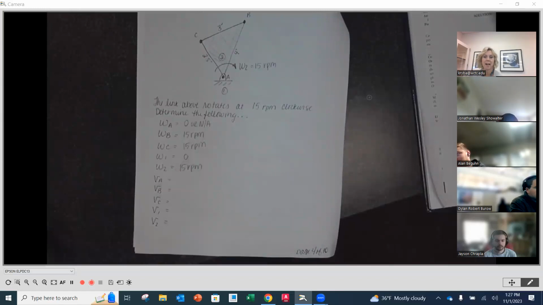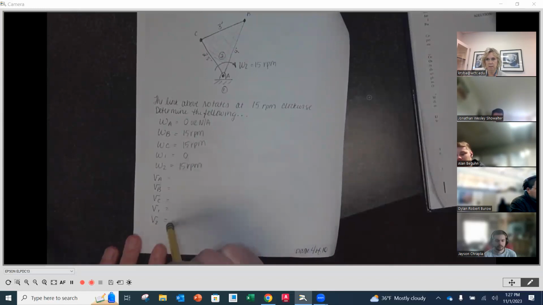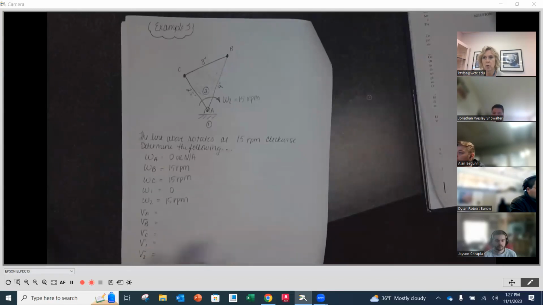Now what I want you to do is try to label each one of these V's before we find the value. So up on our diagram here, show VA, VB, VC, V1, V2, if you can. And some of them, maybe you're like, oh, I don't know what to do. Some of them you'll know what to do.